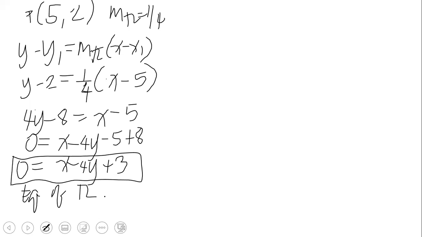How about the equation of the normal line? For the equation of the normal line, we need to get the slope of the normal line, which is the negative reciprocal of the tangent slope, negative 1 over 1/4, which is equivalent to negative 4. So we already have negative 4.